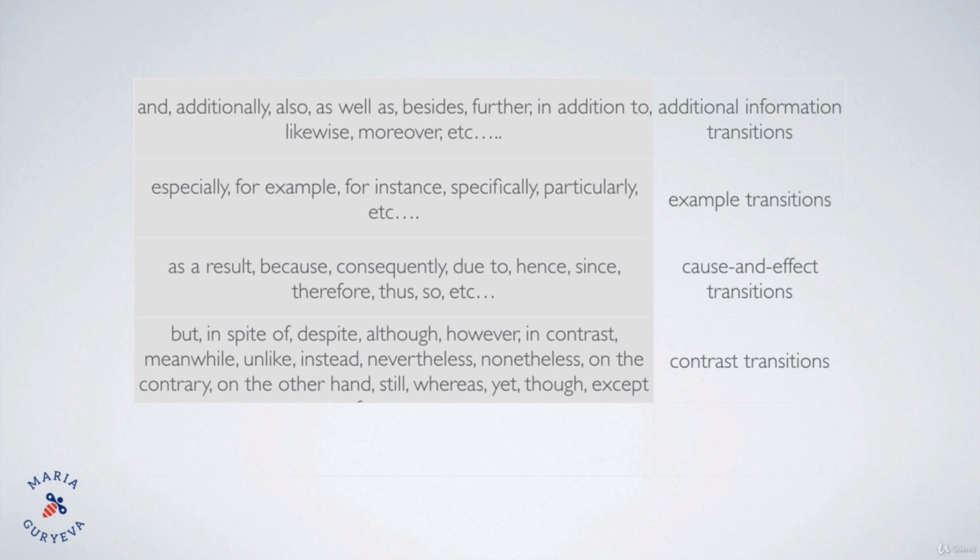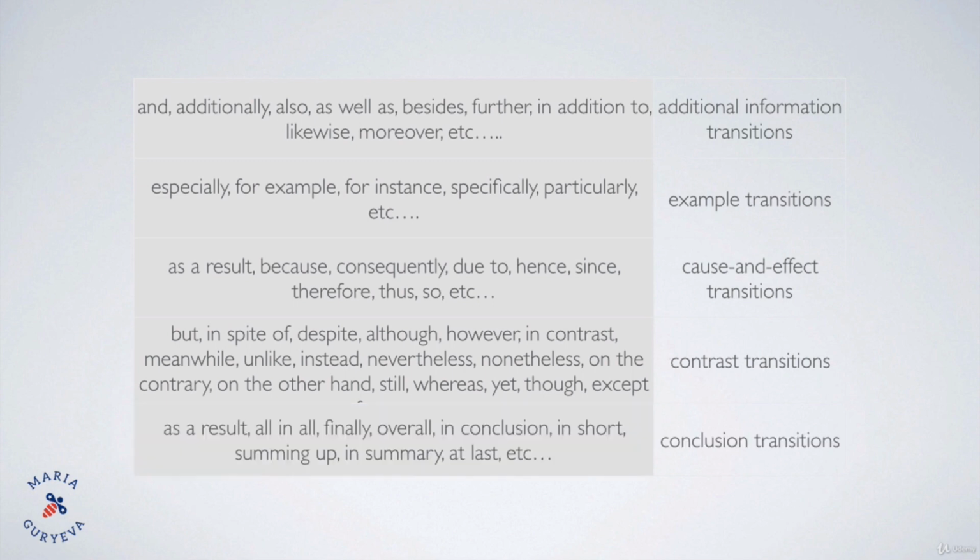Such contrast transitions are but, in spite of, despite, although, however, in contrast, meanwhile, unlike, instead, nevertheless, nonetheless, on the contrary, on the other hand, still, whereas, yet, though, except. So you need to really know all these words. If you don't know some of them, please learn them. These are all contrast transitions. They're all the same. And they mean that after them, there will be information that will be contrasting the information before. All right? The next transitions are conclusion transitions.